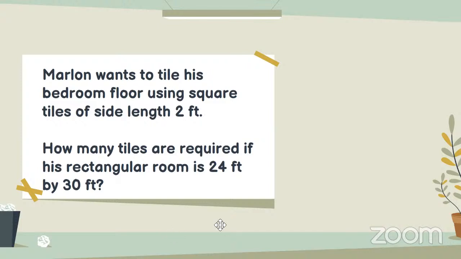But this one again still requires a child to think and to think critically about what is being asked of him or her. Because here it is, there is a room that needs to be tiled. And right here, there's a linkage to the area concept because you're covering a surface.